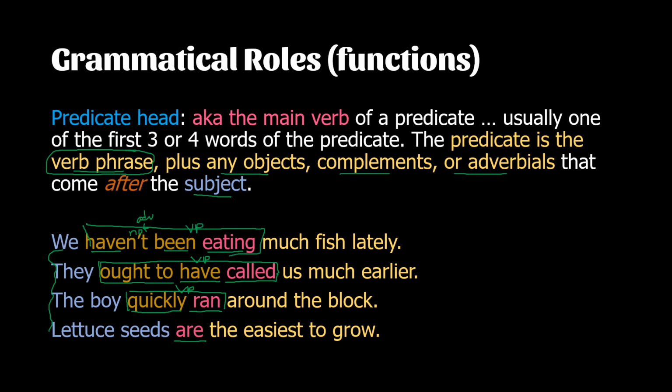However, verb predicates are more than just the verb phrase. They also include objects. So I have much fish. Much is a determiner. Fish is a noun. So this is a noun phrase. That's the object of the verb phrase, haven't been eating. And lately answers the question when, so it's an adverb.